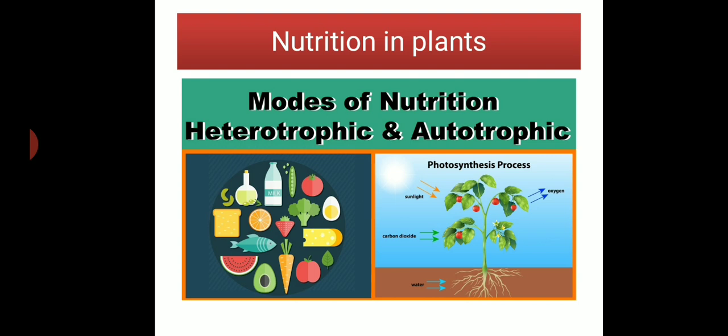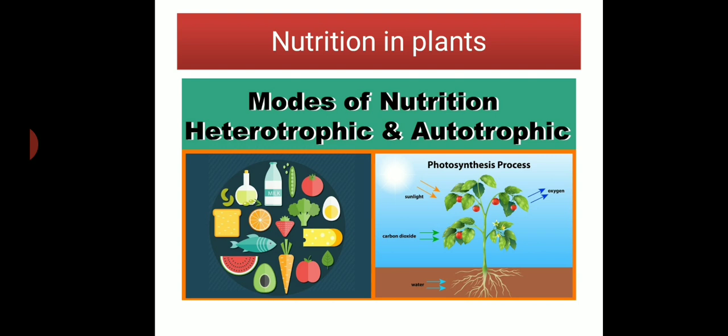Then, in heterotrophic mode of nutrition, organisms do not make food themselves but get food directly or indirectly from the plants and other organisms. That mode of nutrition is called heterotrophic mode of nutrition, and organisms are called heterotrophs. For example, humans, animals such as cow, dog, lion, tiger, etc.